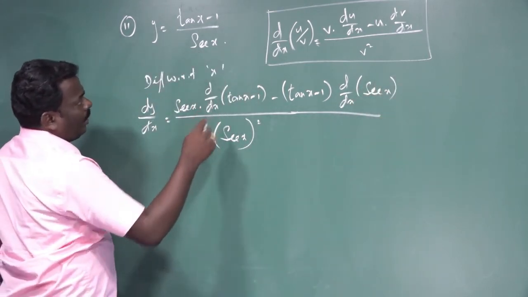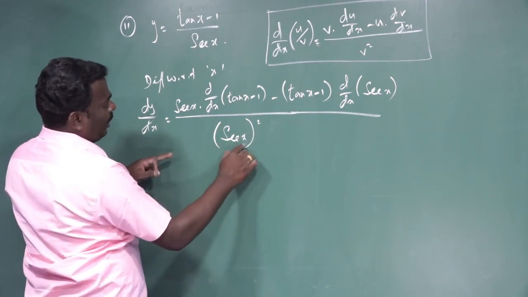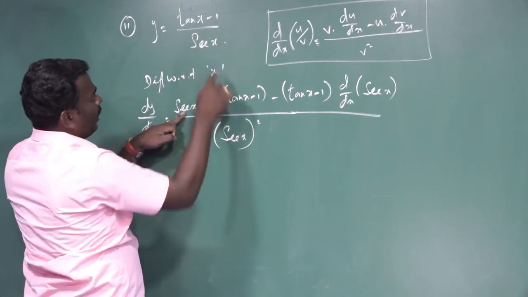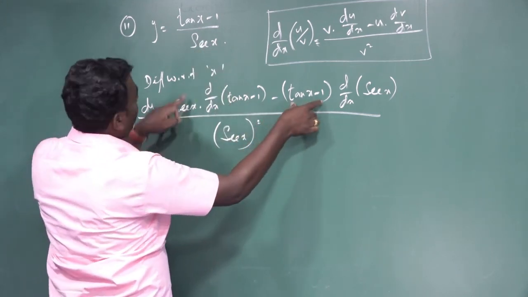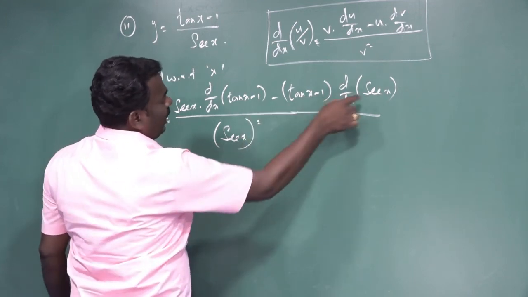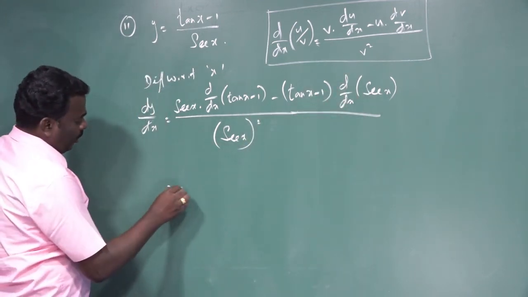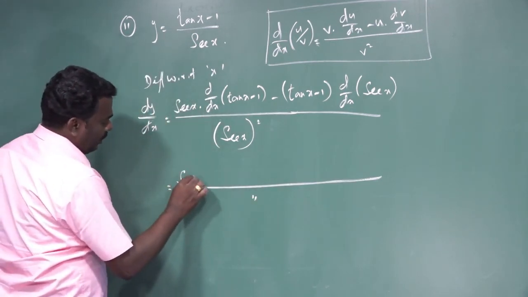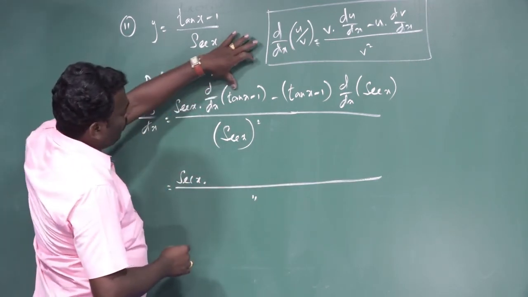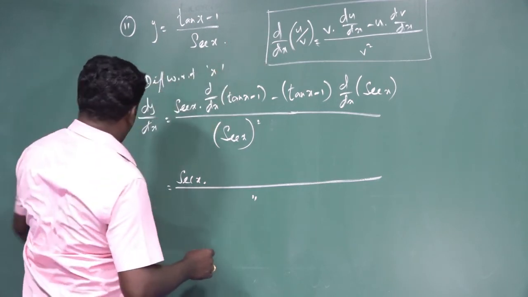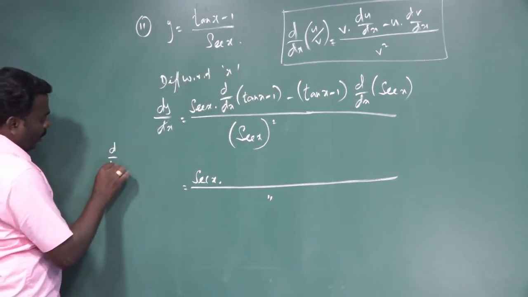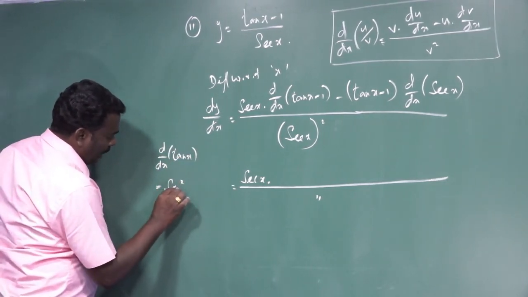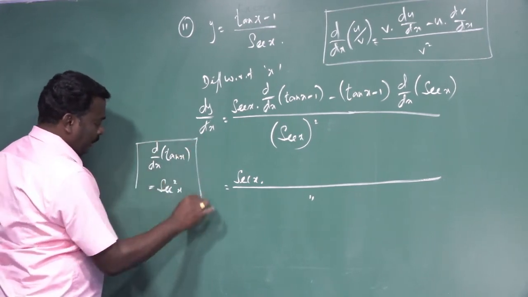Applying the u by v method, the denominator is v squared, secant x whole squared. First we keep secant x as it is and differentiate the numerator tan x minus 1, minus the numerator kept as it is times the derivative of the denominator, secant x. Now the derivative of tan x with respect to x is secant squared x. This is the differentiation of tan x.